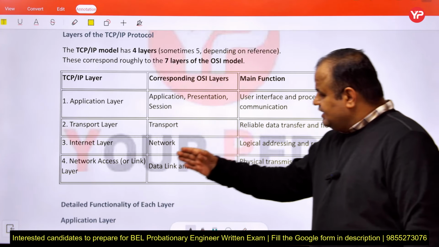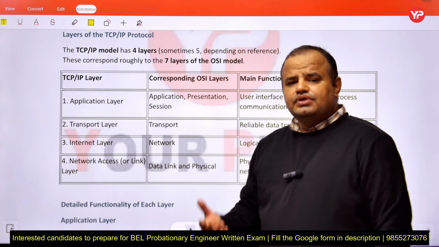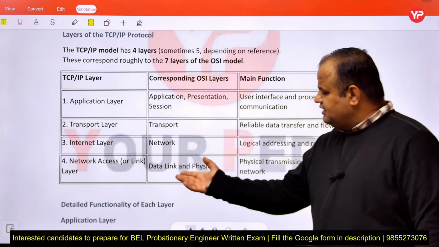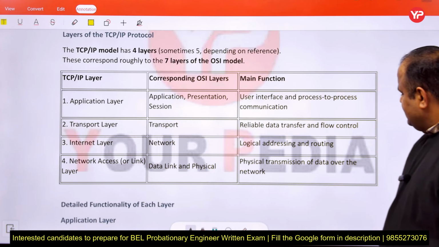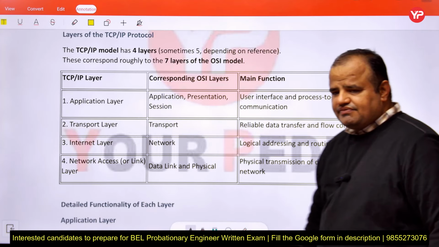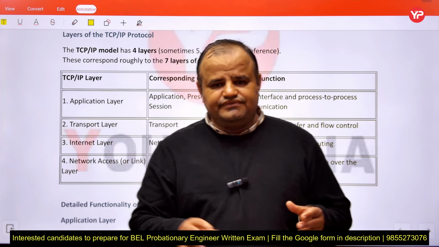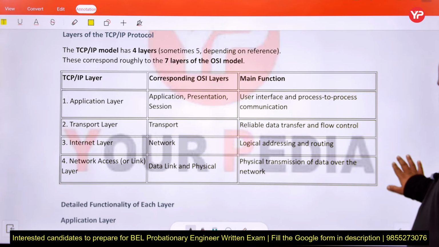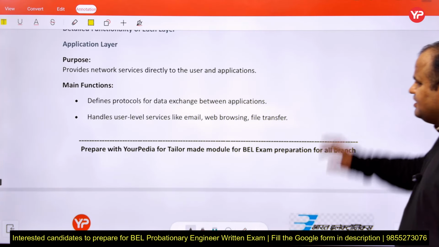Next, the network access layer or link layer or data link layer. In OSI, it is the data link layer and physical layer, but the main functionality is physical transmission of data over the network. Physical transmission means over the wires. That is the main functionality. We are going to discuss each and every layer one by one now.